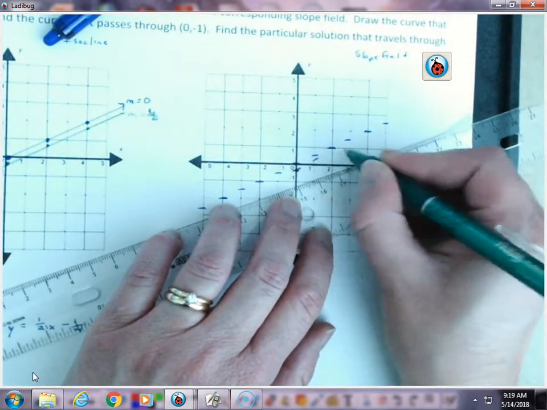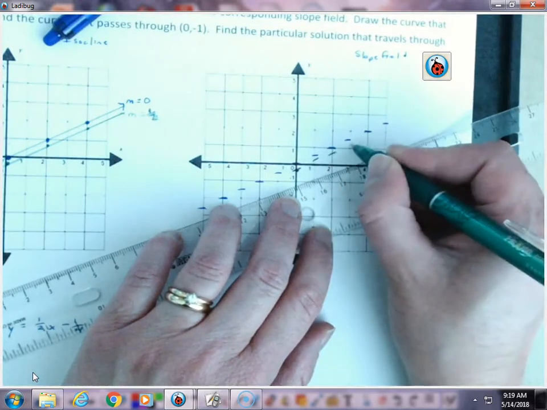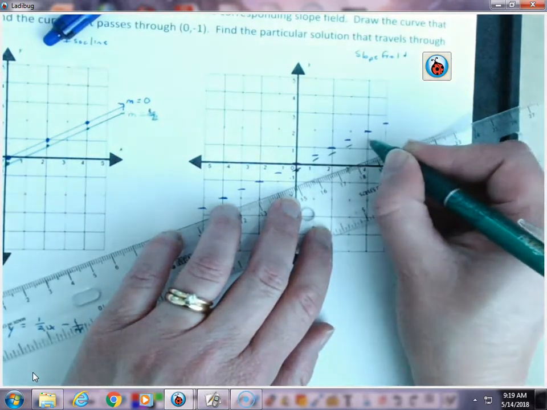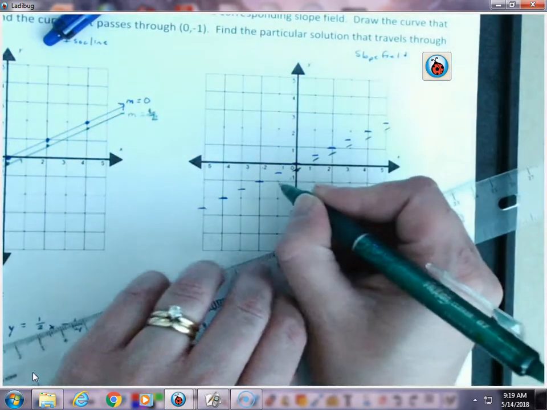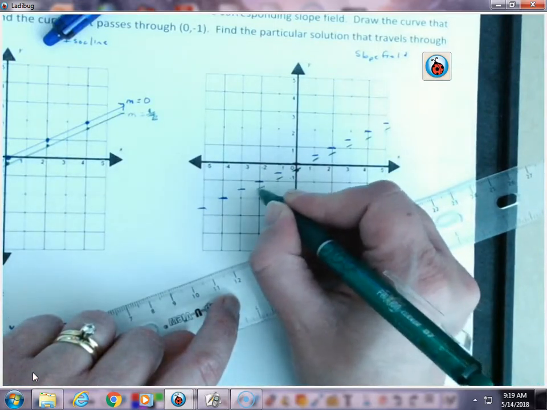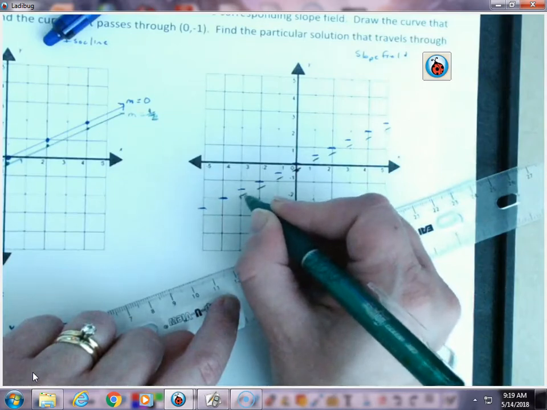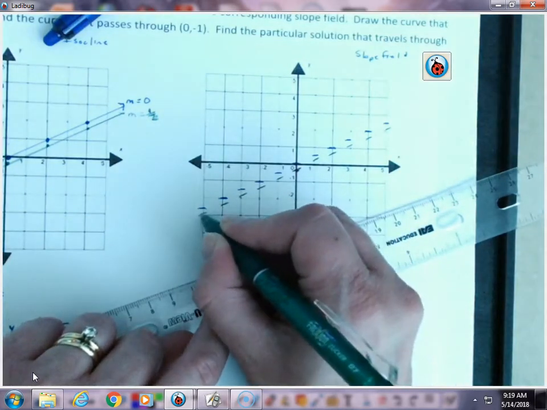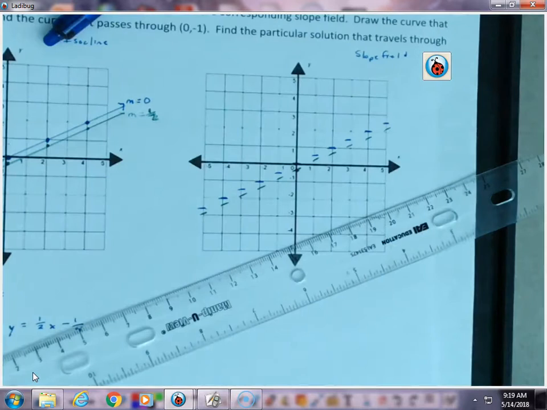So it should look like little mini, I'm probably pretty bad at it, but right along here it should just look like little tiny, down a fourth, but little slopes of a half. It doesn't have to be perfect. Probably half of y'all's will look better than mine.